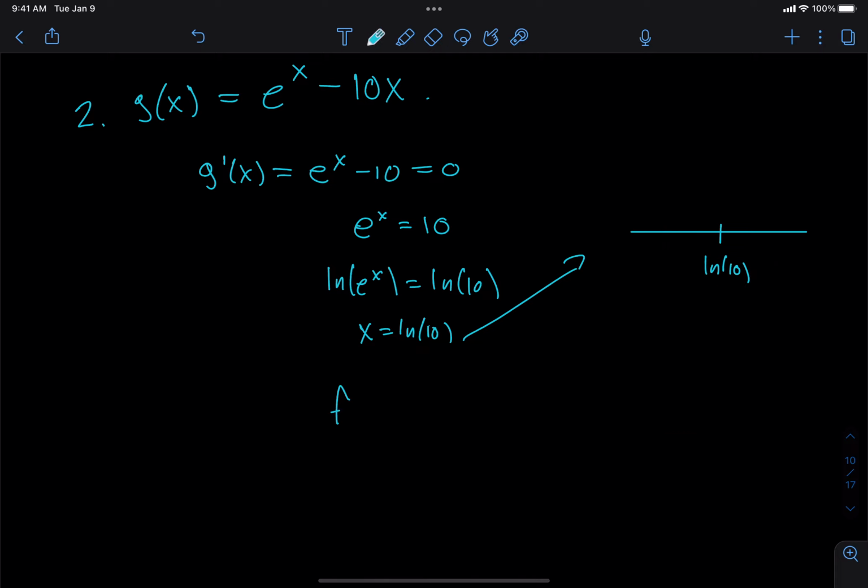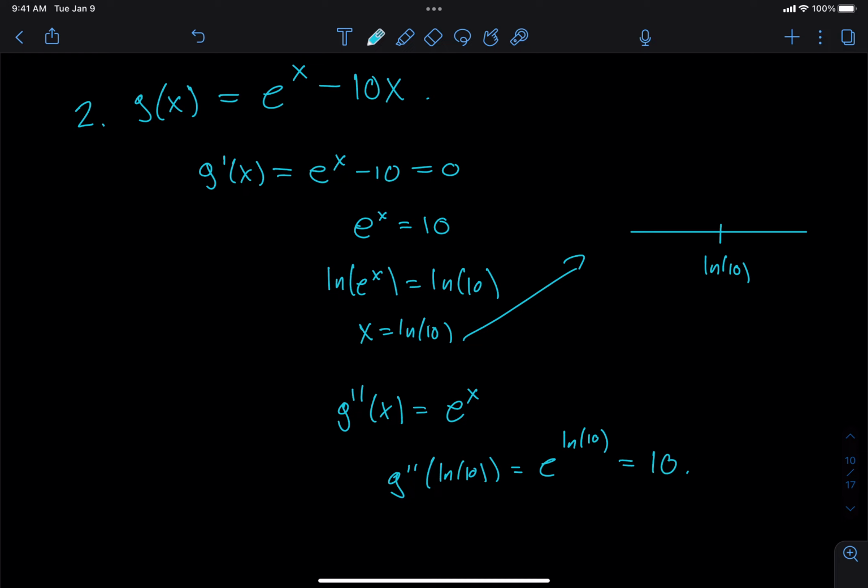So the second derivative, g double prime of x, would be equal to what? Just e to the x, right? And then g double prime of ln of 10 would be e to the ln of 10, which would be what? Just 10, which is what kind of number? It's positive. So the second derivative is positive.